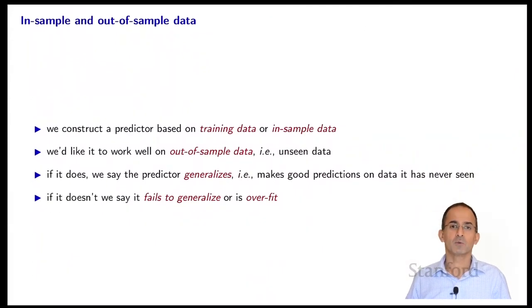The fundamental thing to do, of course, if you want to know whether your predictor generalizes to a new set of data, is to try it out on a new set of data. And so we think about having two sets of data. One we call the training data, or the in-sample data, and that's the data set that we use in order to construct the predictor. And then we have another set of data, which we call the out-of-sample data. That's the unseen data on which we're going to test the performance of the predictor. And if the predictor performs well on this unseen data, we say the predictor generalizes. It makes good predictions on data it has never seen. If it doesn't, we say it fails to generalize. It's overfit. This terminology, overfit, is quite evocative, and we will have much more to say about it.